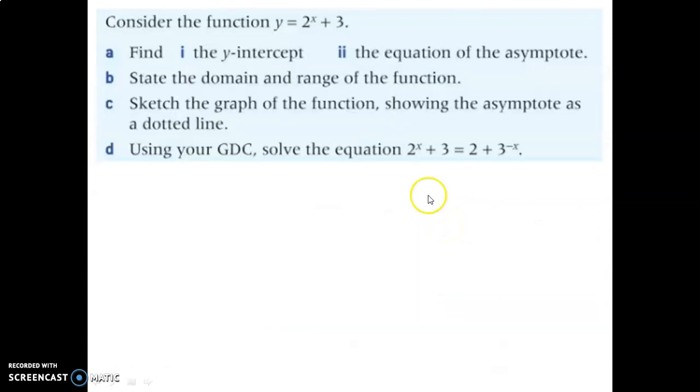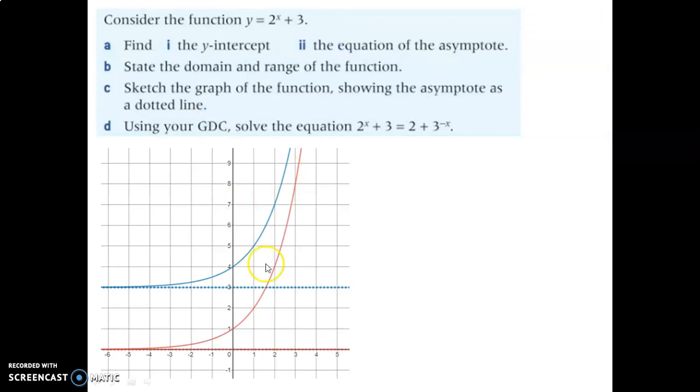Okay, let's do some problems together. Consider this function. We can see it's an exponential function which has been transformed. Find the y-intercept and the equation of the asymptote. Well, with these, it's often easiest to actually begin with step C here. Sketch the graph. All right, so let's sketch the graph. Well, the graph looks like this, right here.